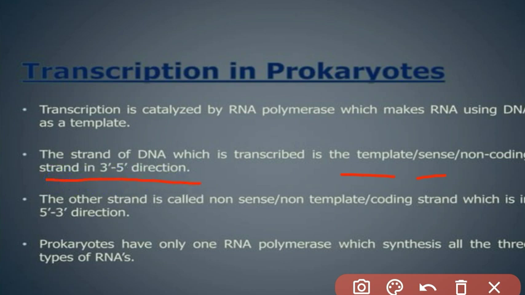The other strand is called the sense or non-template or coding strand, which runs in a 5' to 3' direction, and this strand is identical to the RNA transcript. The prokaryotic organisms have only one type of RNA polymerase which synthesizes all three types of RNAs. Whereas in case of eukaryotes, three types of RNA polymerases are there: RNA polymerase I, II, and III.